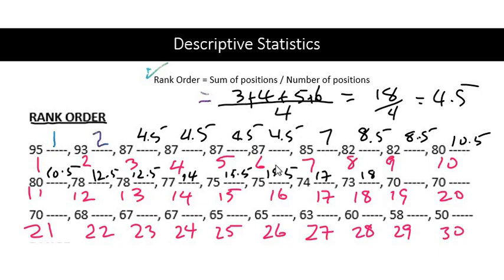Now what I've done up to the score 73, and if you look at it, you can actually go through it and check based on the principle we have discussed. What about 70? It is repeating 3 times. What would be the rank order? We would add the positions, which would be 19, 20, and 21, and divide by 3. So the average of the position, in other words, 19 plus 20 plus 21 is actually 60, divided by 3 is 20. The rank order of 70 would be 20.